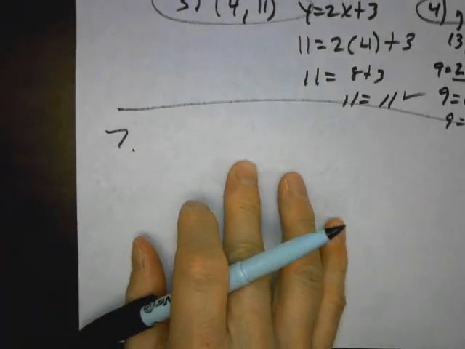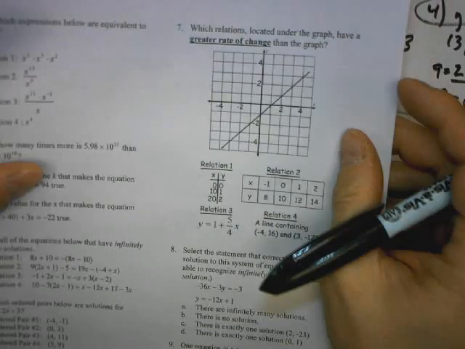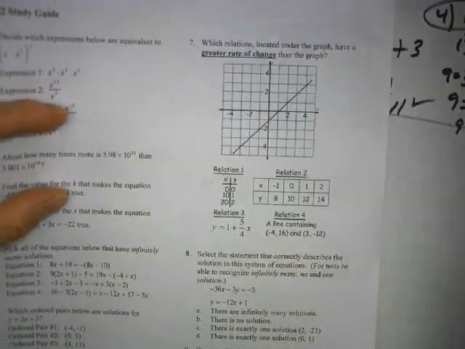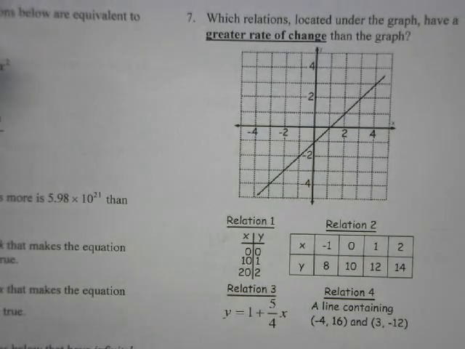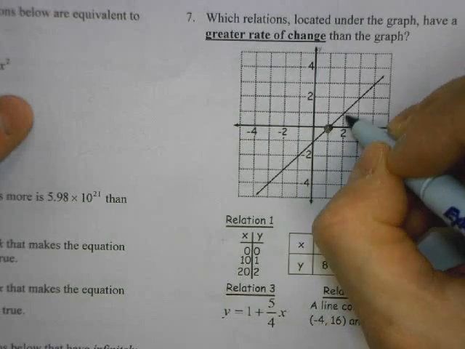Alright, number 7. Moving along, trying to get through it quickly here. Number 7. Which relation located under the graph has a greater rate of change? So if you look at this graph here, let me zoom in. We're going to pick 2 points on the lattices. That means 2 points where the lines intersect. Look, there's 2 right there.